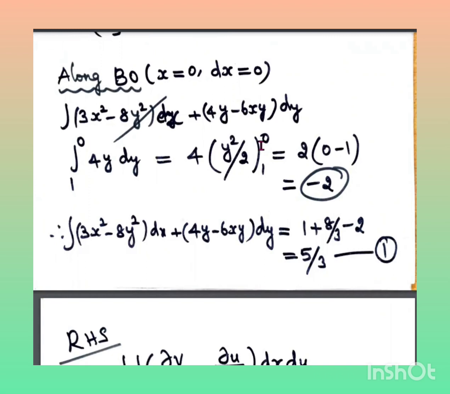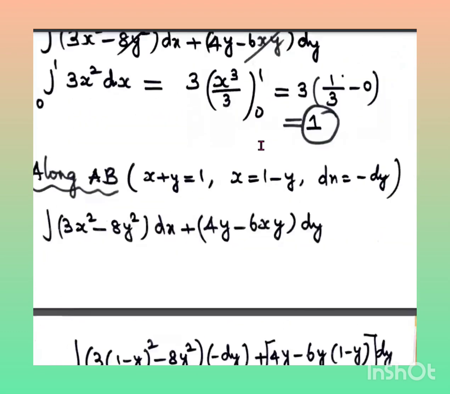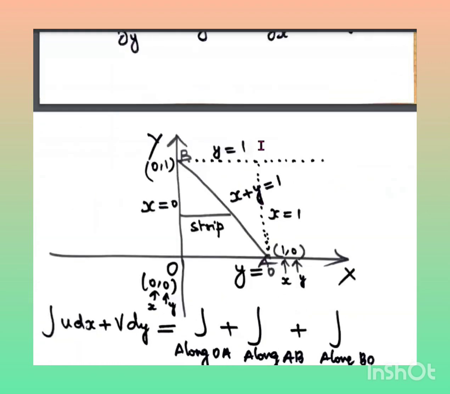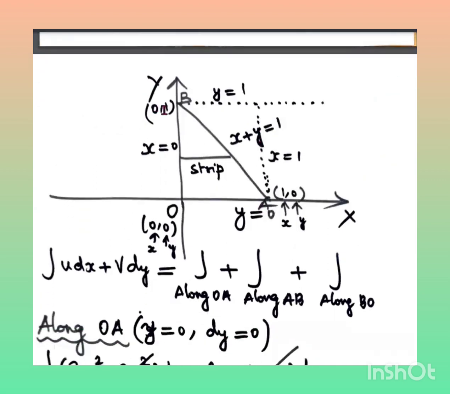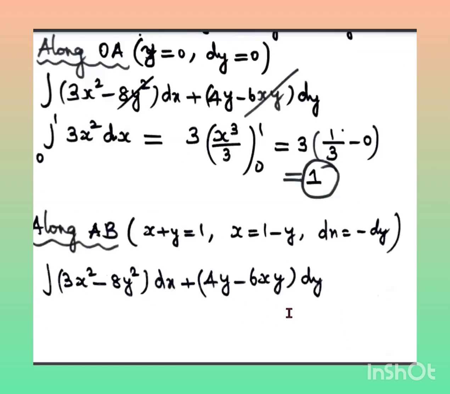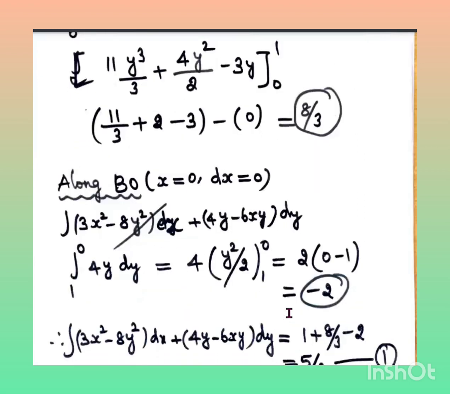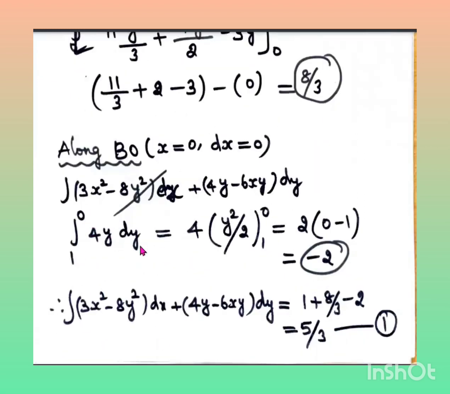BO, you have to find BO. You must understand, you can see here. Yes, lower limit is 1. At the point B, the lower limit is 1, so 1 to 0. Y is 0 at the point O. At the point B, y is 1. So therefore, 1 to 0 you have to write, integral 1 to 0, 4y dy.